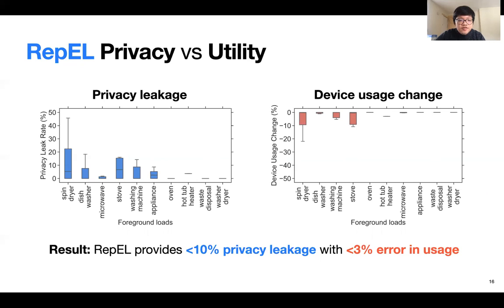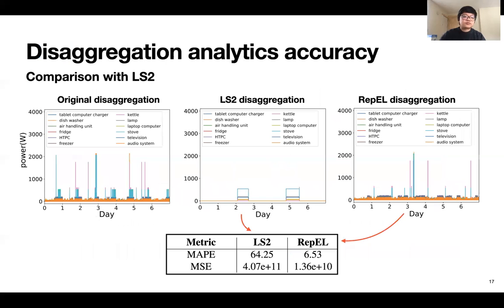On the second graph on the right-hand side, the x-axis also shows the appliance in the house, and the y-axis shows the device usage change. The mean across appliances for this graph is less than 3%. It shows that RepEL can retain utility.